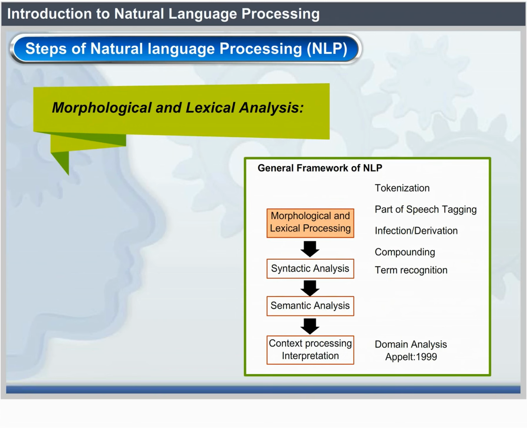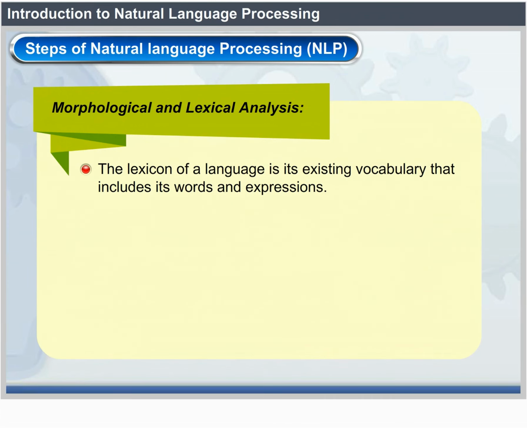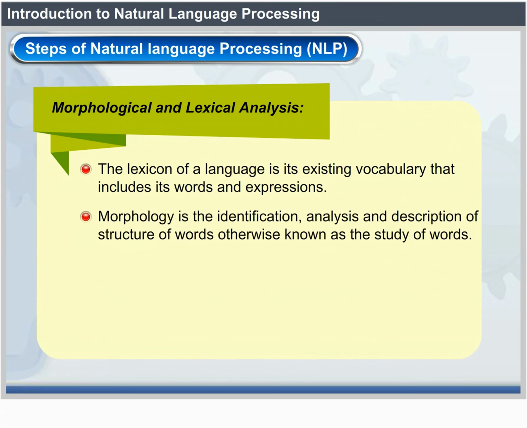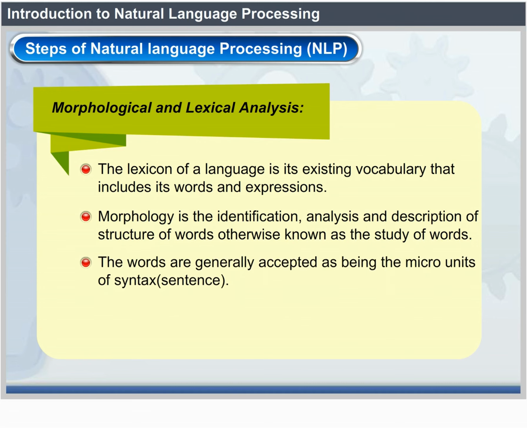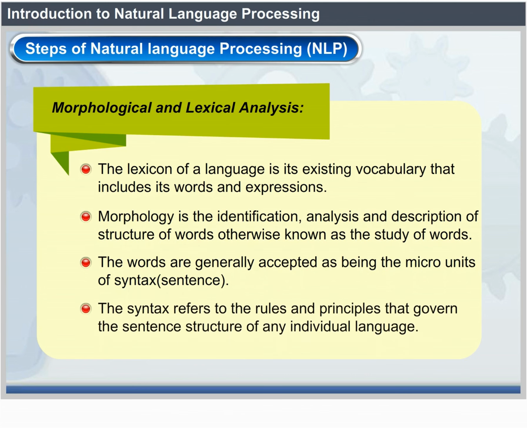Morphological and lexical analysis. The lexicon of a language is its existing vocabulary, which includes words and expressions. Morphology is the identification, analysis, and description of the structure of words, otherwise known as the study of words. Words are generally accepted as being the micro-units of a sentence. Syntax refers to the rules and principles that govern the sentence structure of any individual language.